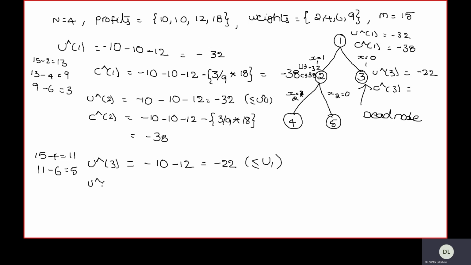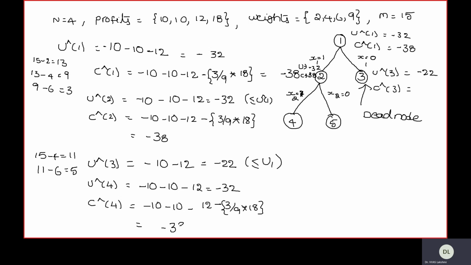So here for the upper bound of 4, the first item should be included and the second one should also be included. So the first item minus 10, the second item minus 10 and the third item minus 12. That is minus 32. In the same way, for the lower bound of 4, the first item should be included, the second should be included, the third we are able to place and some fraction of the fourth item we are able to place. That's why we will get minus 38.